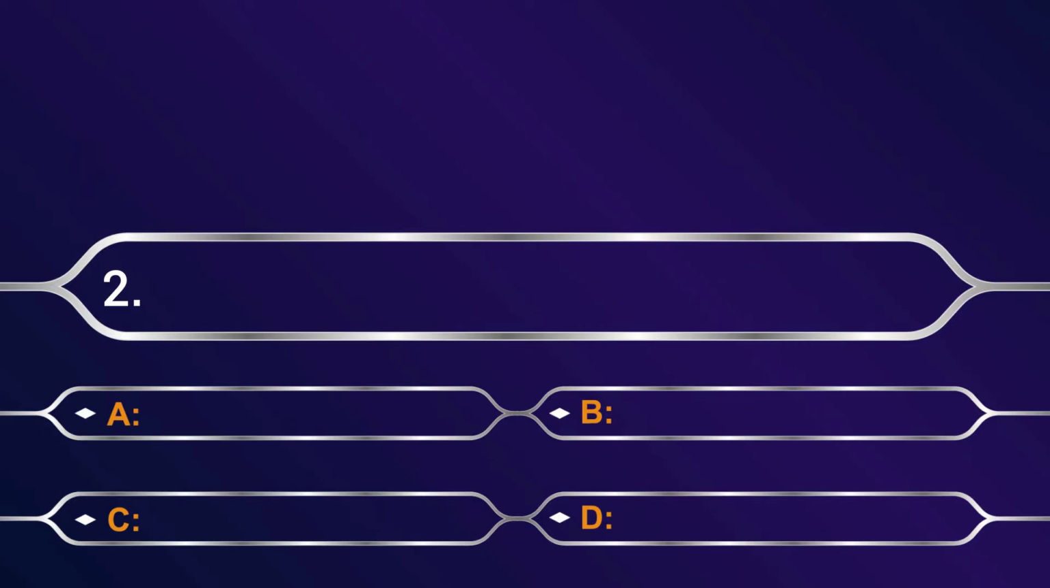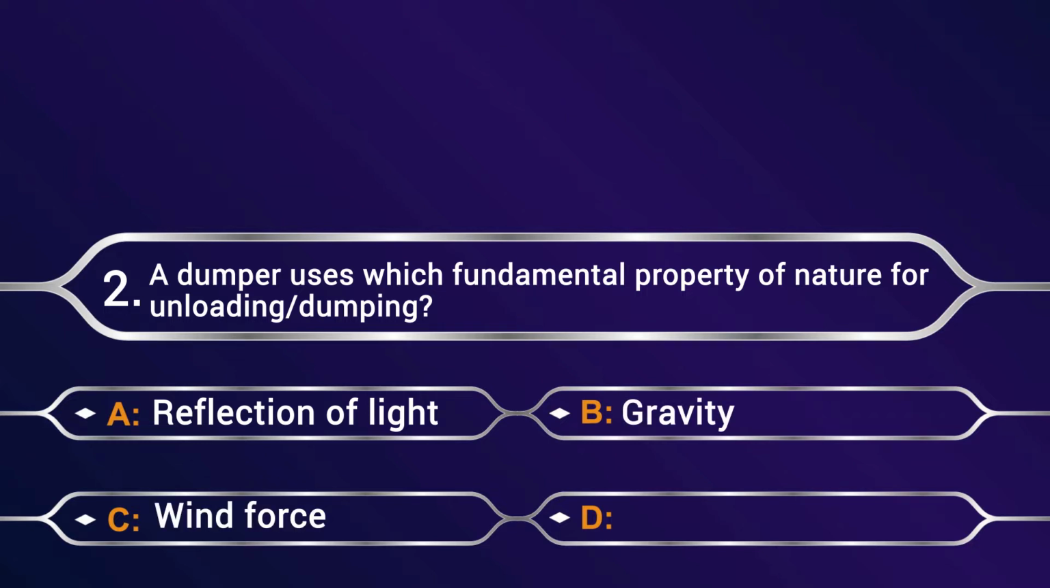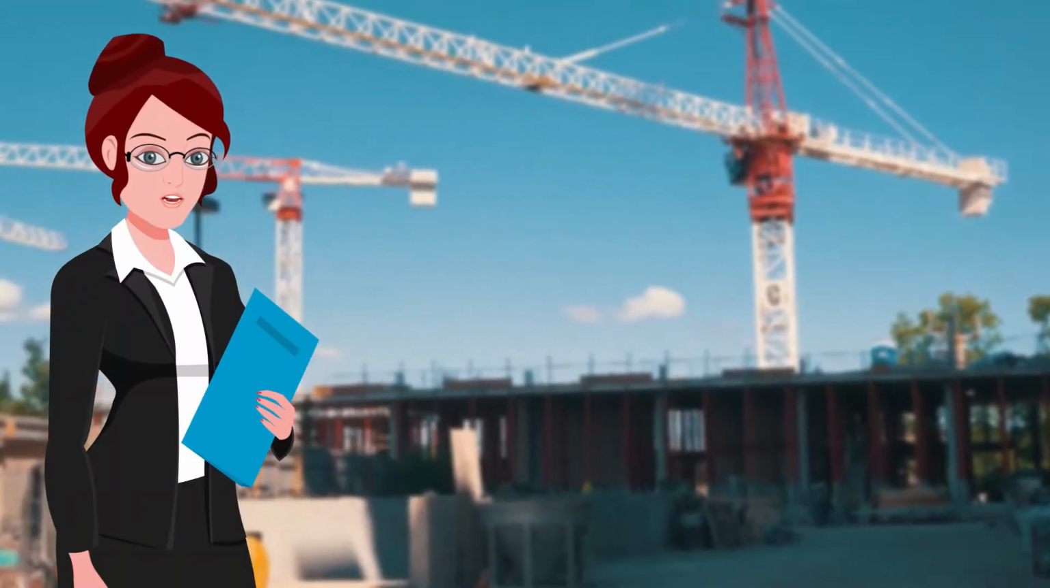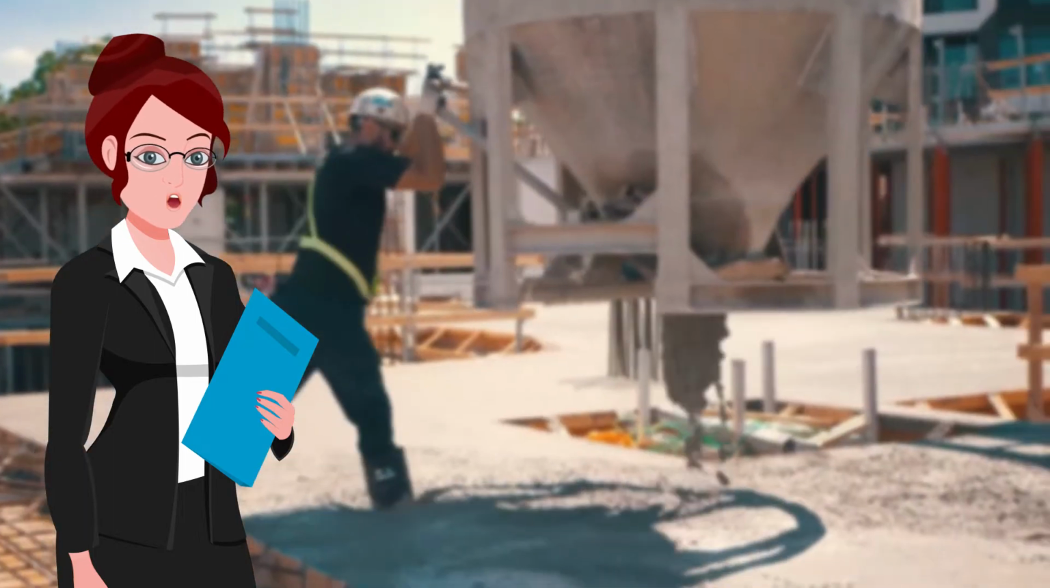Question number 2. A dumper uses which fundamental property of nature for unloading or dumping? Option A, reflection of light. Option B, gravity. Option C, wind force. And option D, none of the above. Yes, you guessed it right. It's gravity. Now that we have completed the quiz, let us move to the topic.